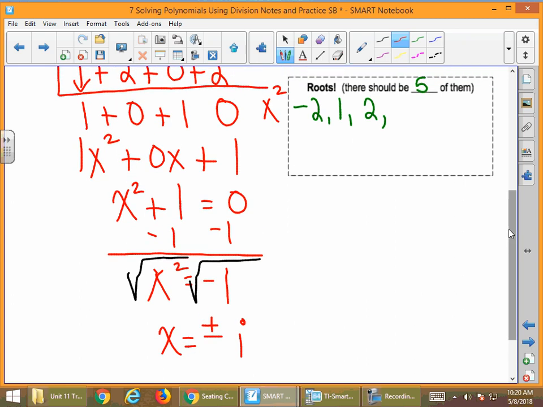We said we'd have 5, and we ended up with i and with negative i for our remaining two roots. By the way, we can't see i on the calculator screen, but we were able to see enough that it was helpful for us to get those.